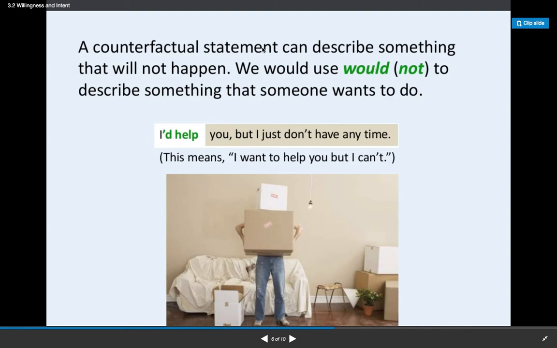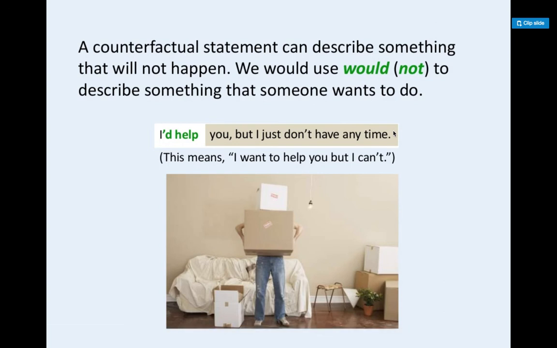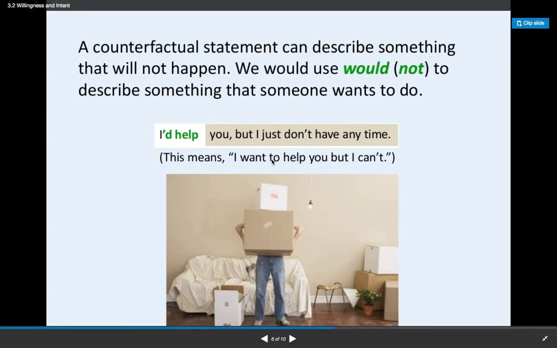So a counterfactual statement can describe something that will not happen. We could use would to describe something that someone wants to do. Okay, I'd help you, or I would help you, but I just don't have any time. And this is a counterfactual statement because the truth is I don't have any time, so I'm not going to help you. The idea is I want to help you, but I can't because I don't have any time.